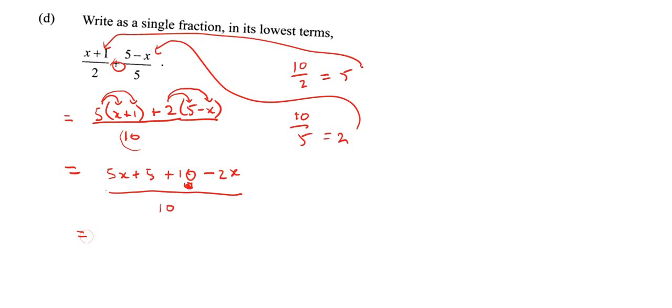Now we simplify the top. We have 5x minus 2x, which will give me 3x, and 5 plus 10 will give me 15, and that is all over 10.